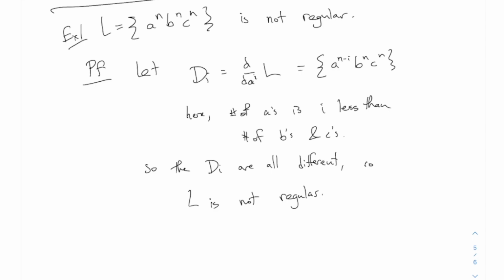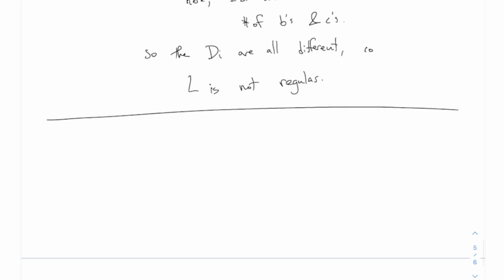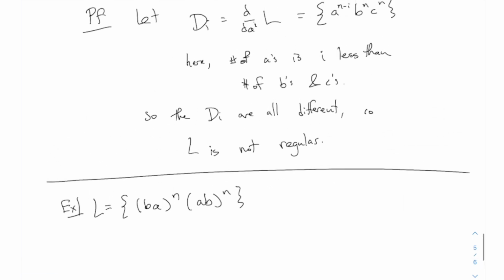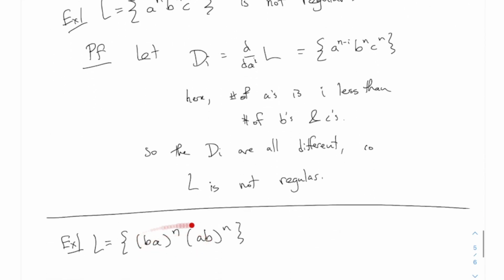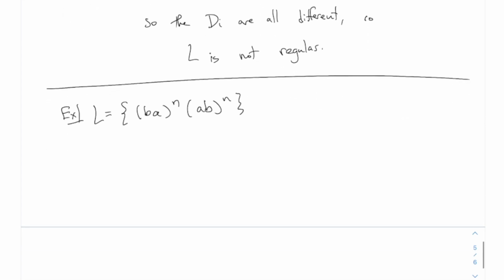All right, two more examples. How about this one? It's slightly more interesting, but really it doesn't get terribly different from these examples. How about this? (BA)^n followed by (AB)^n. Now, you're going to have to change something a little bit this time. I no longer want to consider the derivative with respect to a to the i, because these strings do not begin with a bunch of a's. They also don't begin with a bunch of b's, because they begin with BA, BA, BA, BA.